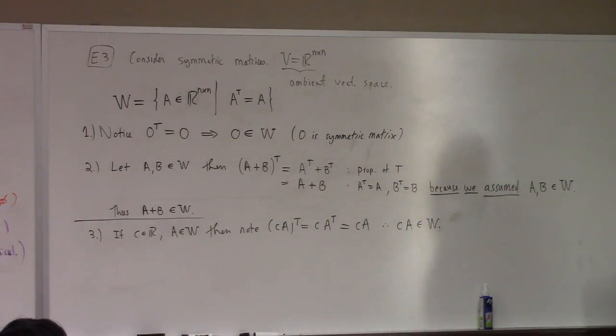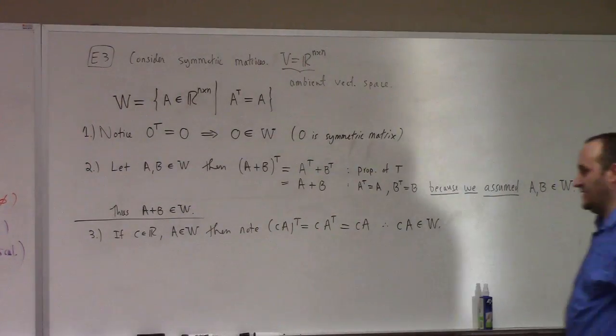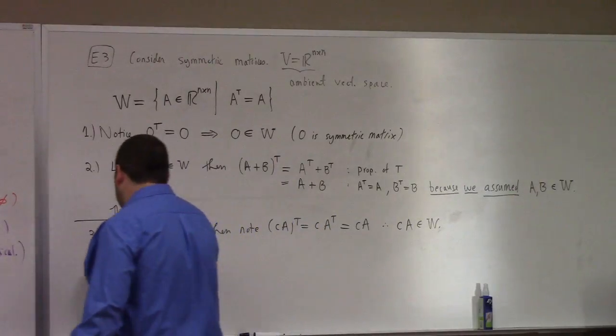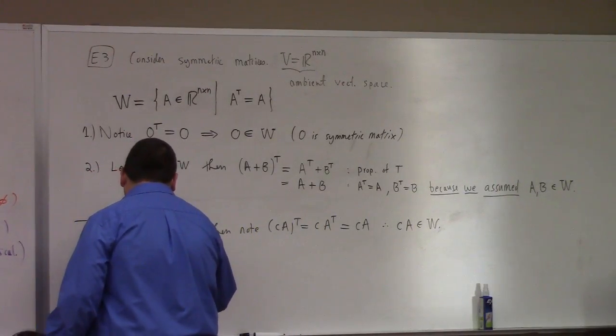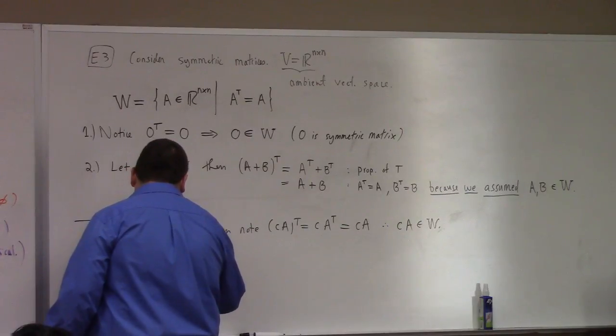Being a little bit less verbose on my reasoning, if you don't mind. But again, it's because we're assuming A is in W, right? We get that data to work with. We're not working with an arbitrary matrix. We're working with the symmetric matrices, trying to prove a property about them. Namely, that they're closed under addition and scalar multiplication. In fact, they are. Bam! By the subspace test theorem, hence, W is a subspace of R n by n.